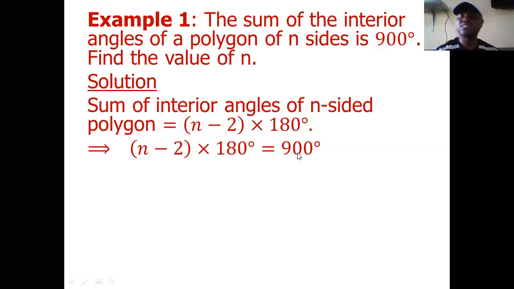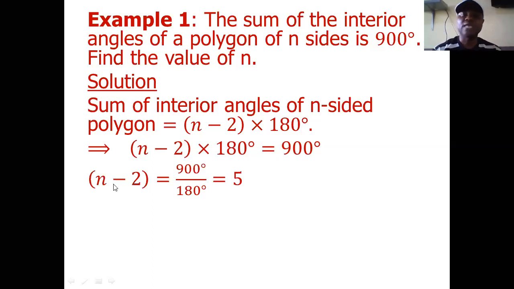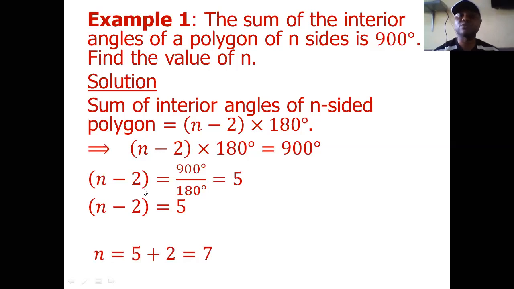Then the next thing is to divide both sides by 180 degrees. When you do that, 900 divided by 180, you have 5. So now we have n minus 2 equals 5. What do we do to get the value of n? Just take 2 to the other side. We collect like terms, and then 5 plus 2, you have 7. So the number of sides is 7, and the value of n is 7. As simple as that.